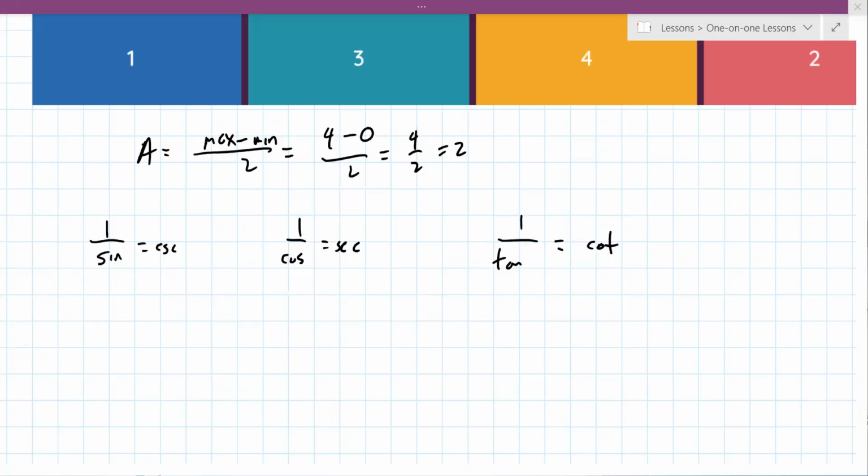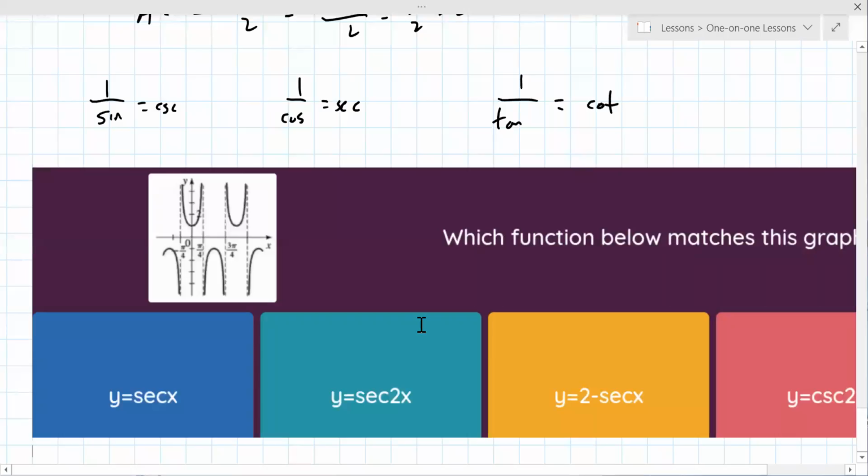Which function below matches the graph? Okay, the way to do this is to connect the min and max of the graph. If you're doing this on your phone, it's really small, but you connect that one with that one with that one and so on. And what is that the graph of? Well, it starts high and goes low. So that's the graph of a cosine.